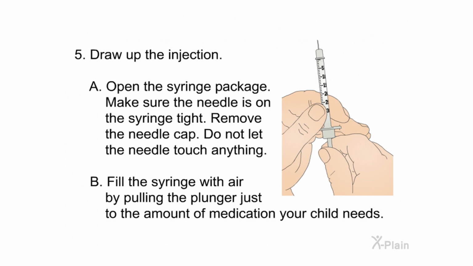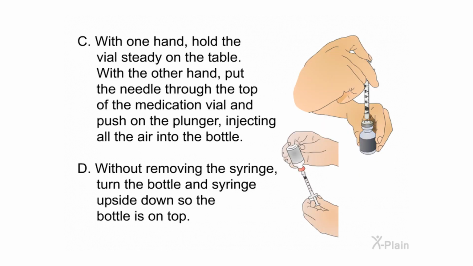5. Draw up the injection. A. Open the syringe package. Make sure the needle is on the syringe tight. Remove the needle cap. Do not let the needle touch anything. B. Fill the syringe with air by pulling the plunger just to the amount of medication your child needs. C. With one hand, hold the vial steady on the table. With the other hand, put the needle through the top of the medication vial and push on the plunger, injecting all the air into the bottle.